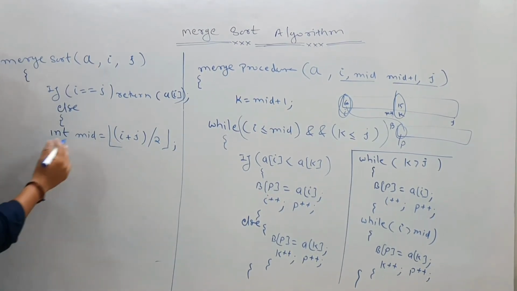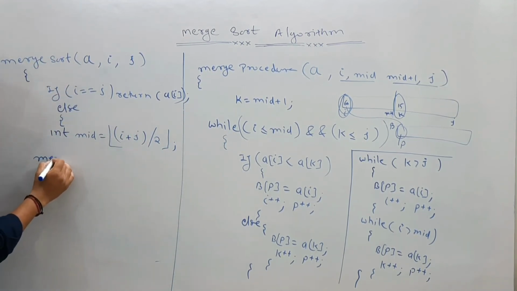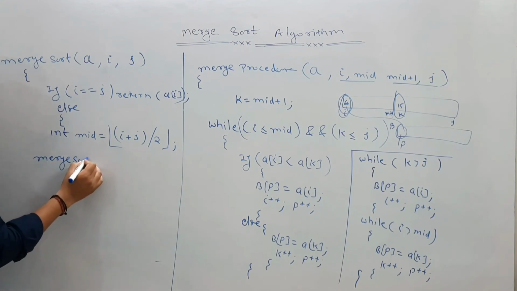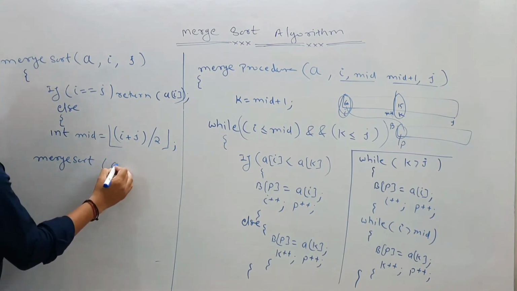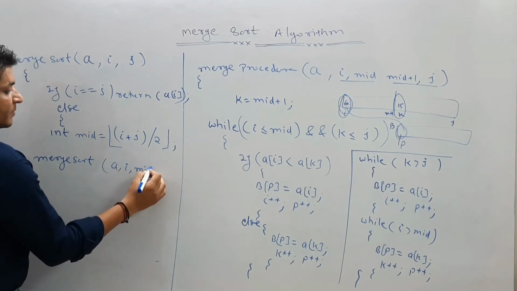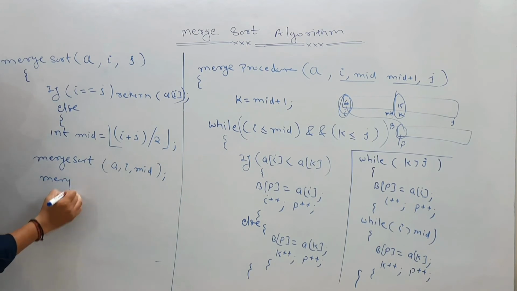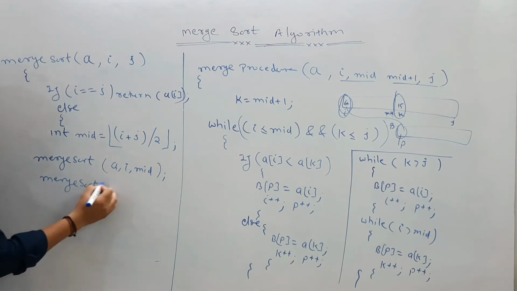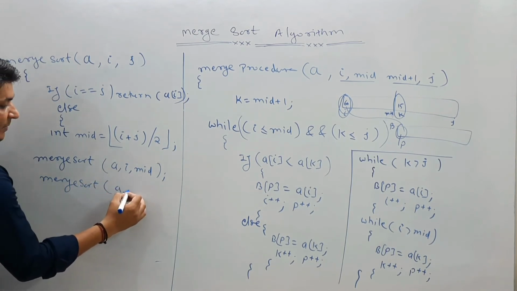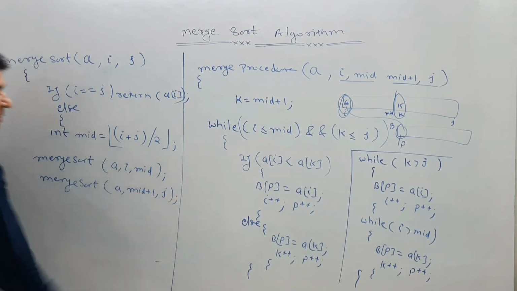Then we can apply merge sort on the left hand side and apply merge sort on the right hand side. So let me write merge sort a of i comma mid, this is the left side. Now apply merge sort on the right hand side: merge sort a of mid plus 1 comma j. So this is the right hand side.